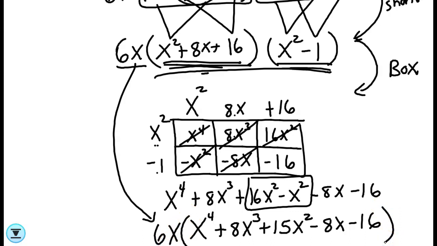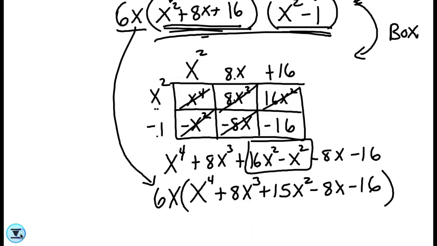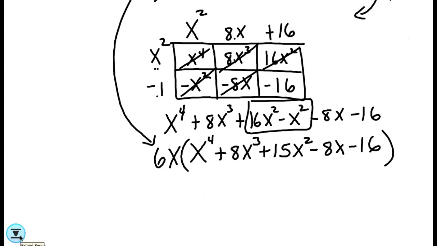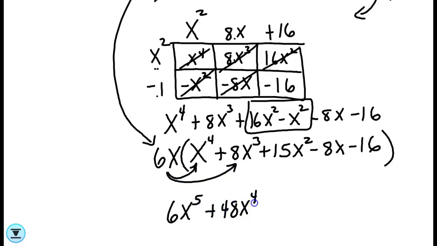So we did our shortcuts. We did our box. What's the last step? The last step is to do the distribution. So let's do the distribution. So we're going to distribute there, and we get 6x to the 5th. We're going to distribute here, and we're going to get 48x to the 4th, and so on.